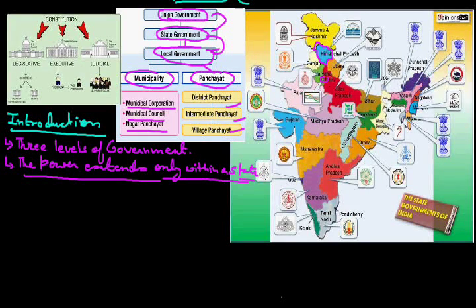The power of the state government extends within the state boundaries only. Whatever administration is done by the state government, the rules applied by the state government, and the laws made by the state government apply only within the state boundary of that particular state. In this chapter, as we see in our book, the state taken as an example is Himachal Pradesh. So here the Himachal government from Shimla governs only the Himachal Pradesh state. It cannot go out of the boundary of the state of Himachal Pradesh.